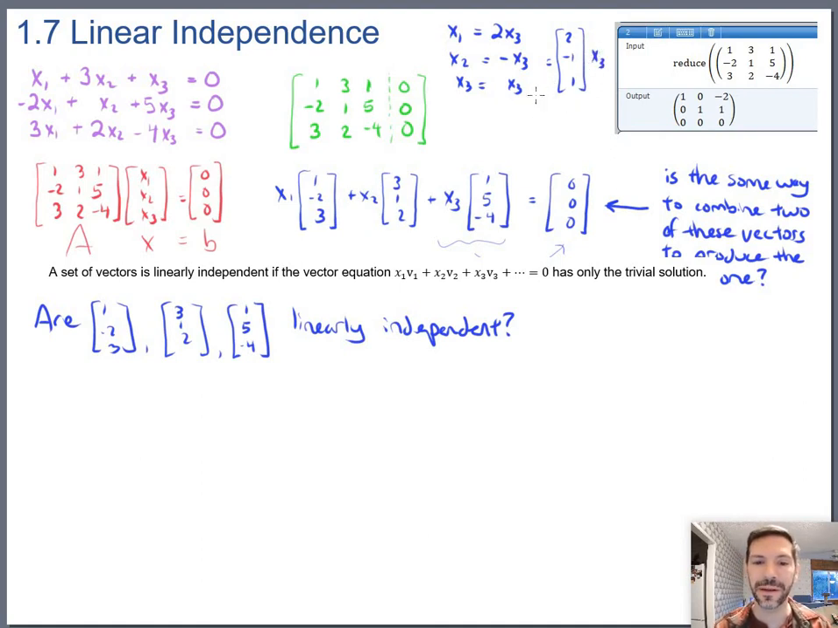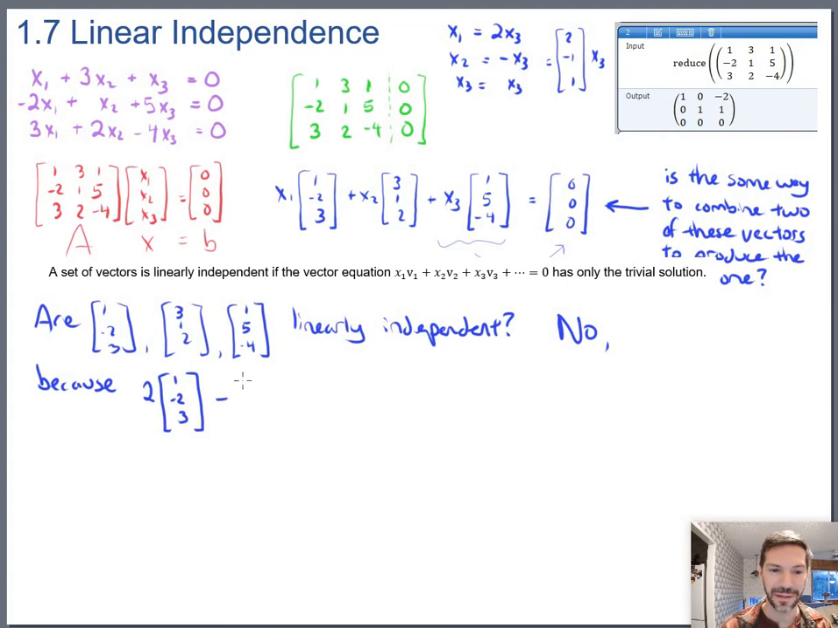Or to put it slightly another way, the answer here is no. They're not linearly independent because 2 times 1, negative 2, 3, minus 3, 1, 2, plus 1, 5, negative 4 equals 0, 0, 0.